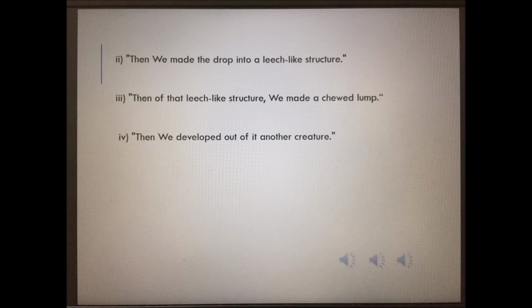Then, of that leech-like structure, we made a chewed lump. The Arabic word mudghah means chewed substance or chewed lump. Toward the end of the fourth week, the human embryo looks somewhat like a chewed lump of flesh. Then we developed out of it another creature. This implies that the bones and muscles result in the formation of another creature. This may refer to the human-like embryo that forms by the end of the 8th week. At this stage, it has distinctive human characteristics and possesses the primordia of all the internal and external organs and parts. After the 8th week, the human embryo is called a fetus. This may be the new creature to which the verse refers.